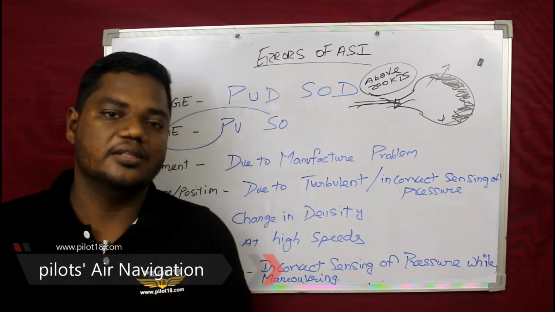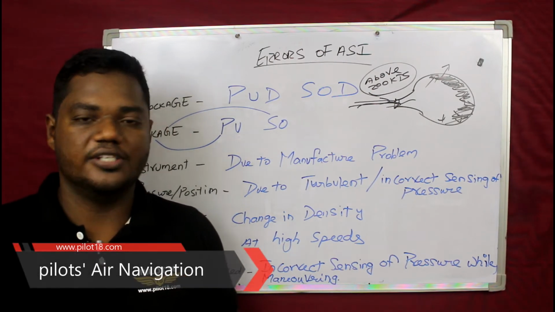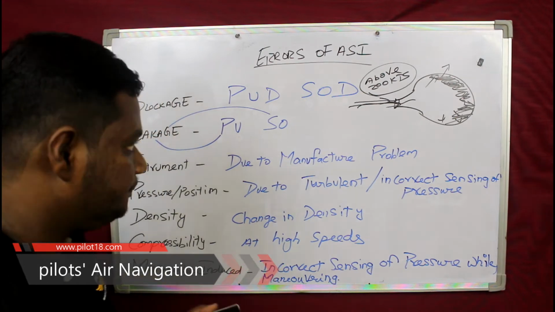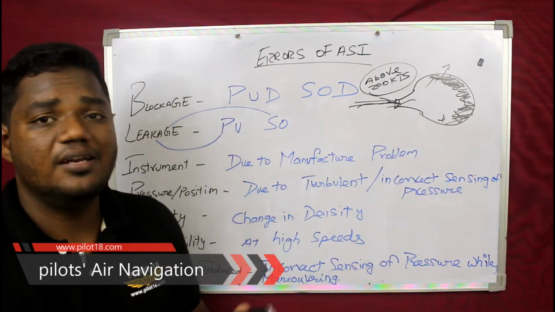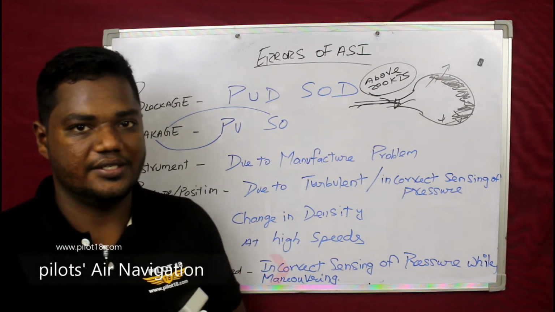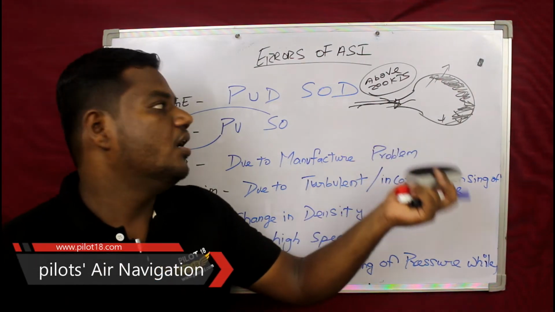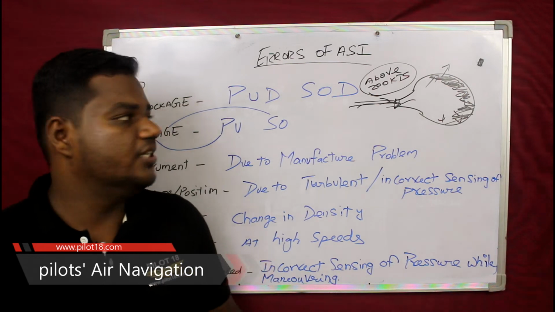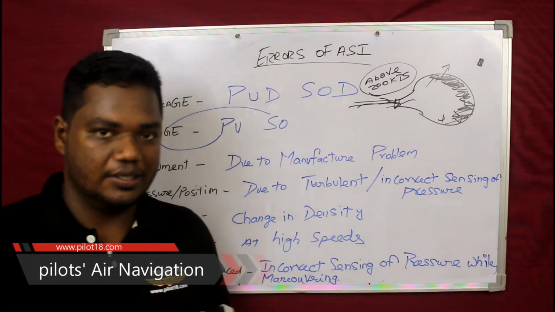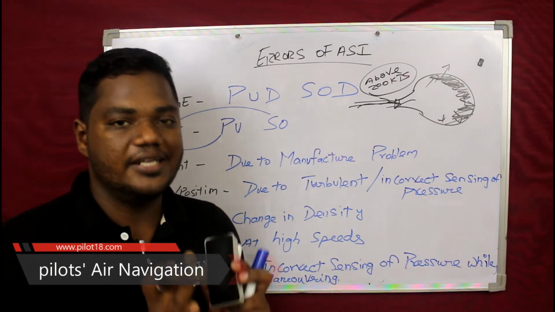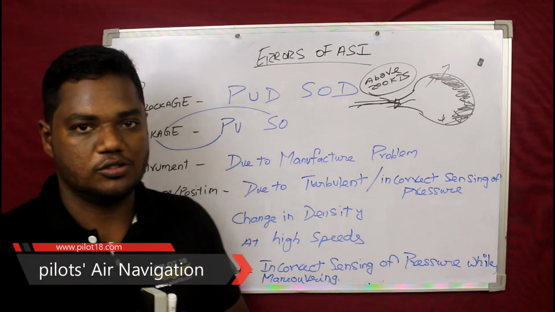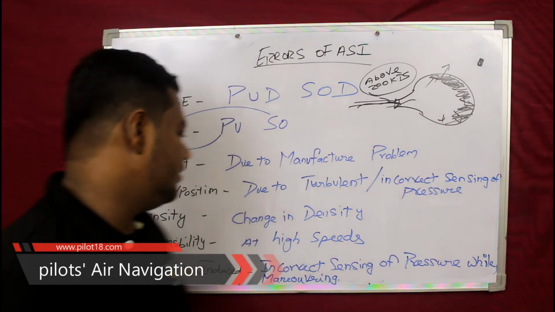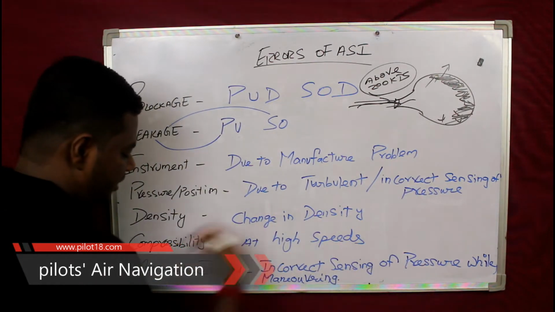But the jets, they travel at the speed of 400 knots, 350 knots, so they actually calibrate their instruments for the compressibility error. So basically, compressibility error is when you travel at high speed, more than 200 knots, air will get compressed, and the compression will give the extra expansion of the capsule. And if the capsule expands more, the needle will also move more. So this is compressibility error.